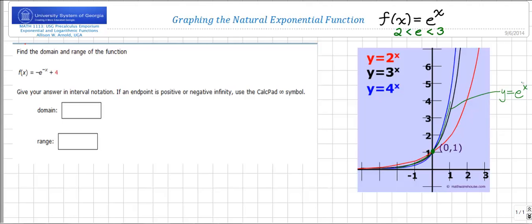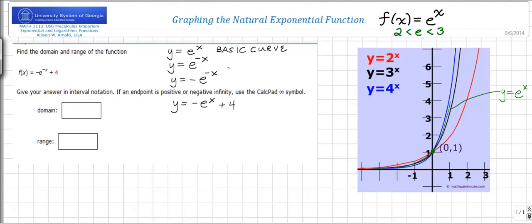So if you wish to find the domain and the range of a function like the one in the question, which is f of x equals negative e to the negative x plus 4, then I suggest starting with a progression. What does y equals e to the x look like? Then replace x with negative x. What happens graphically? Then multiply by negative 1. And then lastly, add 4.